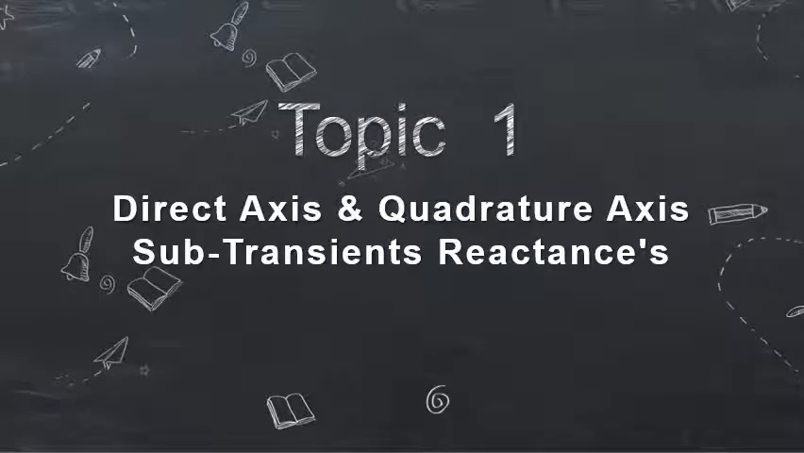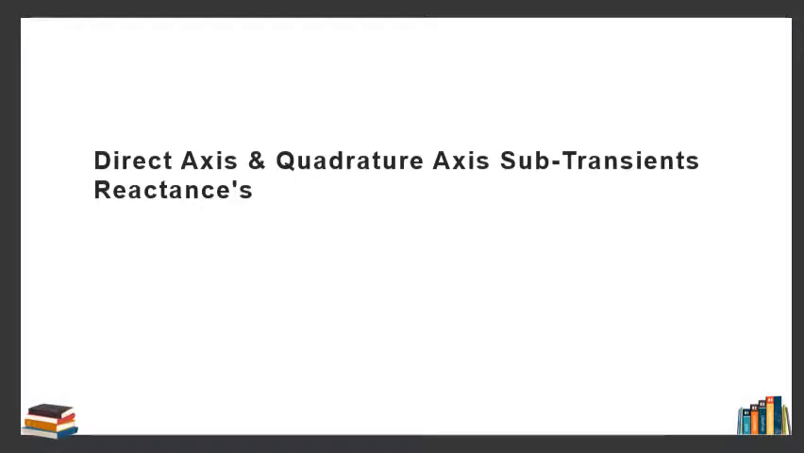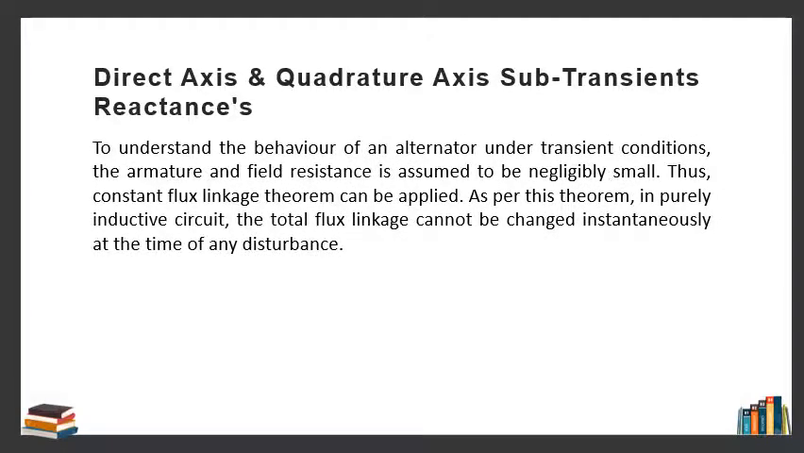Direct axis and quadrature axis sub-transient reactance of a synchronous machine, like Xd double dash and Xq double dash. To understand the behavior of an alternator, that means a synchronous generator, under transient conditions, the armature and the field resistance is assumed to be negligibly small. Thus, the constant flux linking theorem can be applied. As per this theorem, in a purely inductive circuit, the total flux linking cannot be changed instantaneously at the time of any disturbance.